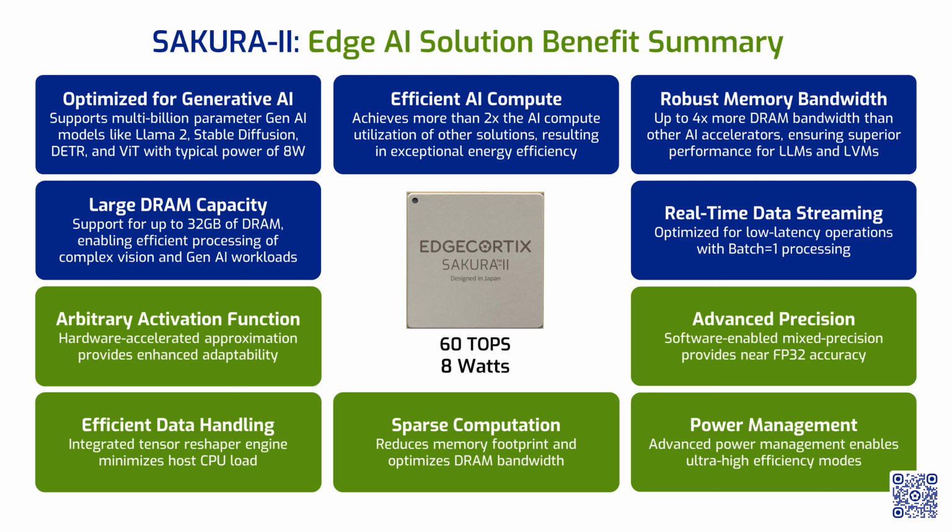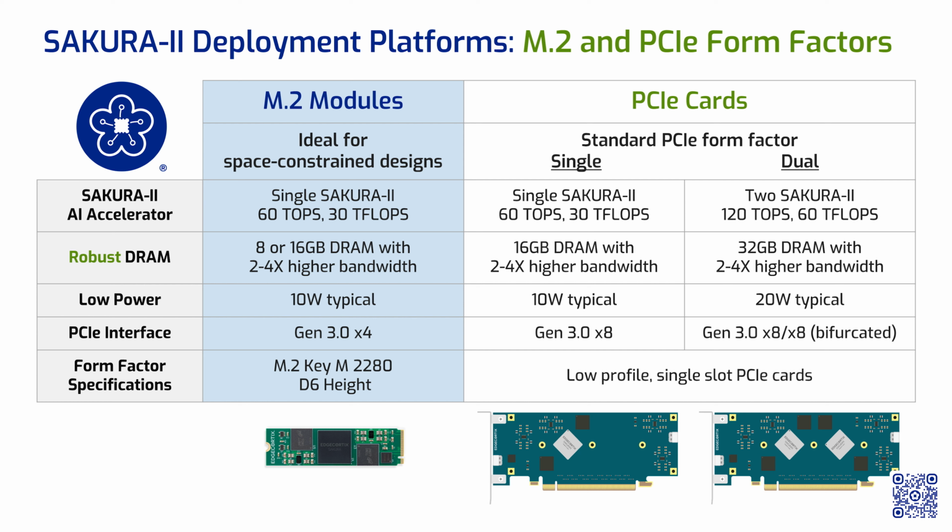Finally, with the real-time data streaming, SAKURA-II is optimized for low-latency operations with batch size 1. SAKURA-II is available for deployment in 2 major form factors: a small M.2 module, which is ideal for space-constrained designs, and a low-profile PCI card with single device or multiple device options, which is optimal for high-performance edge AI servers and appliances.